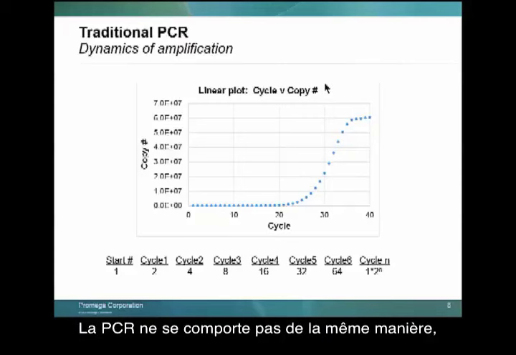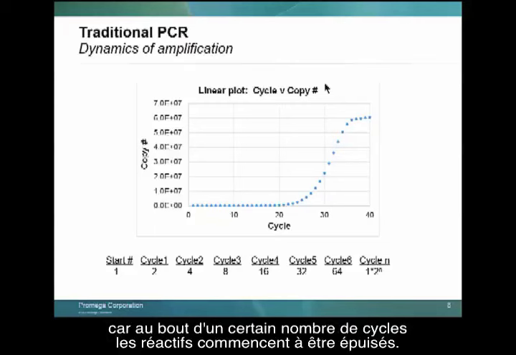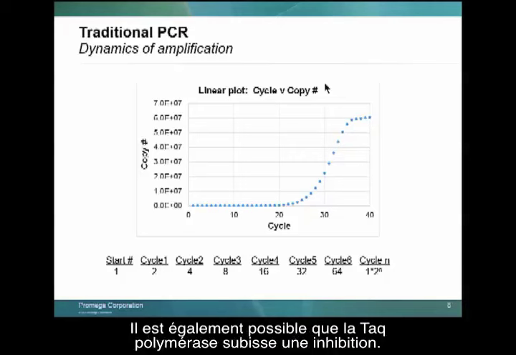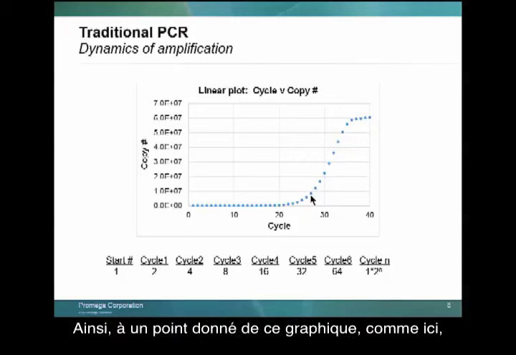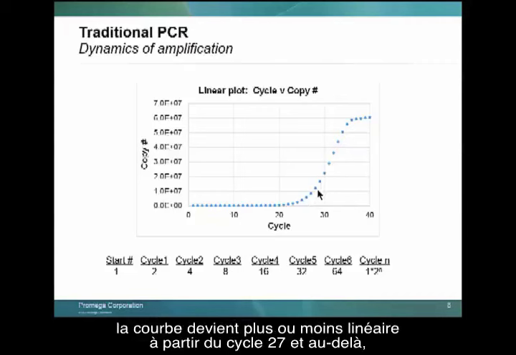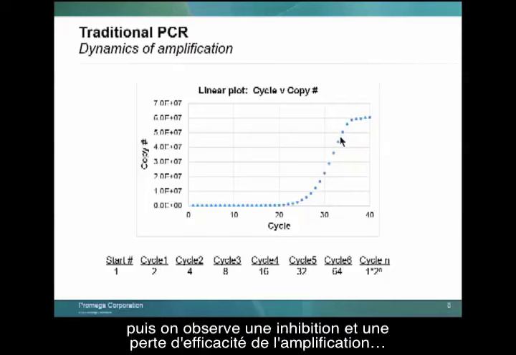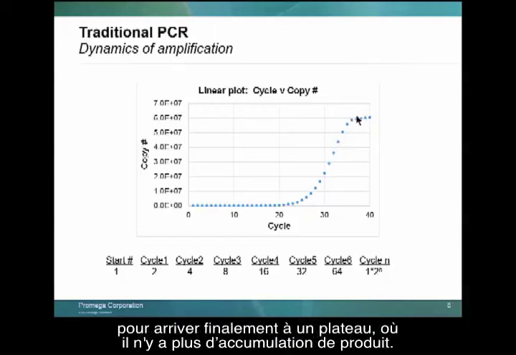PCR doesn't do that because after a certain number of cycles, you start getting depletion of your reagents. You might have inhibition of the Taq polymerase. And so at some point in this particular graph, you're seeing it here where it's kind of linear around, say, 27 cycles on up, you're going to see inhibition and lower efficiency of amplification. And eventually you'll reach plateau phase where there's no additional accumulation of product.